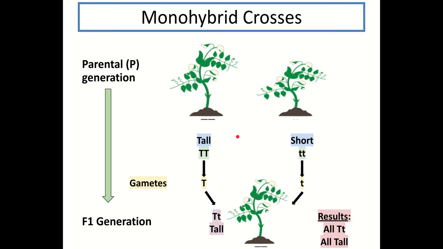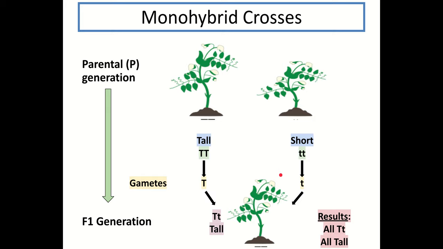So our left-hand parent has a genotype of big T, big T, so he can only possibly pass on a big T allele to his offspring. The parent plant on the right has a genotype of little t, so again can only possibly pass on a little t allele to their offspring. They can't pass on a big T allele because they don't have it. Remember, the offspring get two copies of each gene, one from each parent.